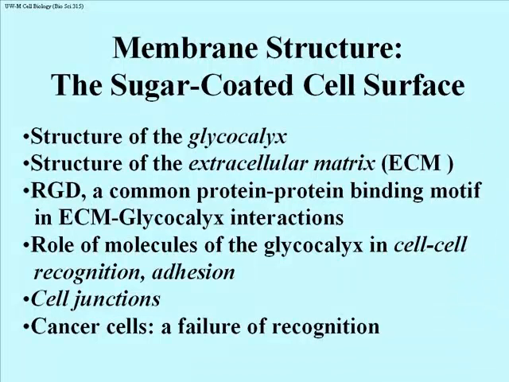We'll later look at ECM, and we'll see how a common motif of amino acids, RGD, contributes to the formation of the extracellular matrix and its binding to the glycocalyx. We will look a little bit at the roles of some molecules in the glycocalyx and in the ability of cells to recognize and adhere to one another.